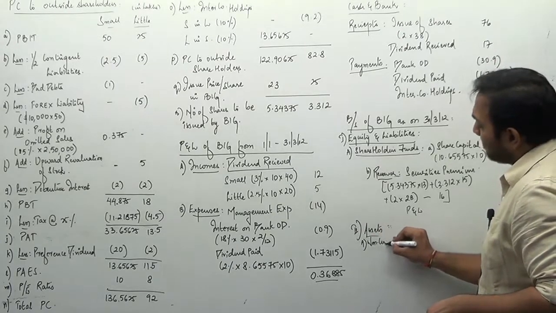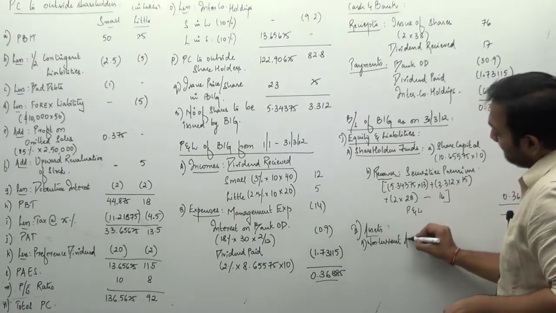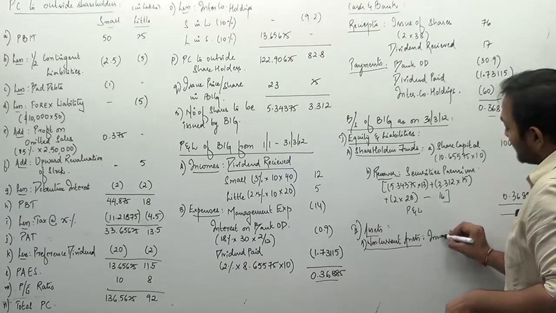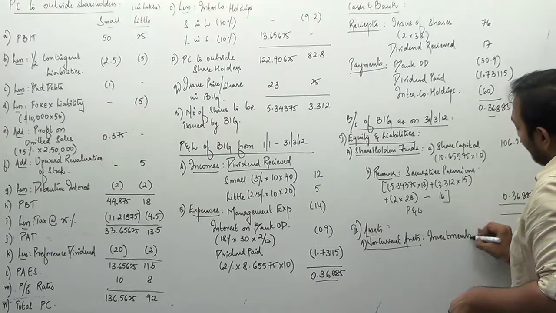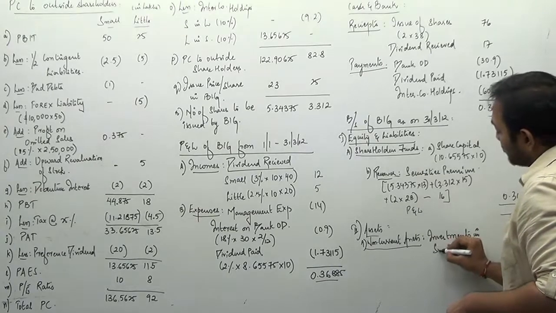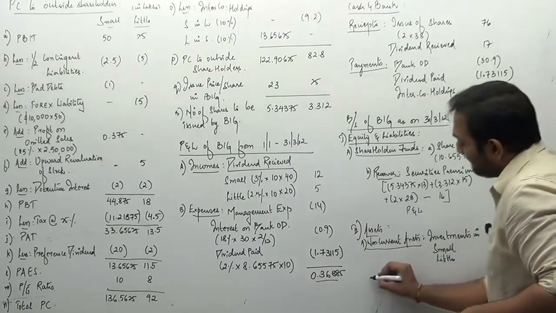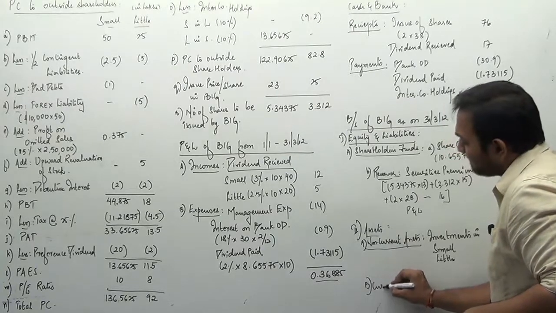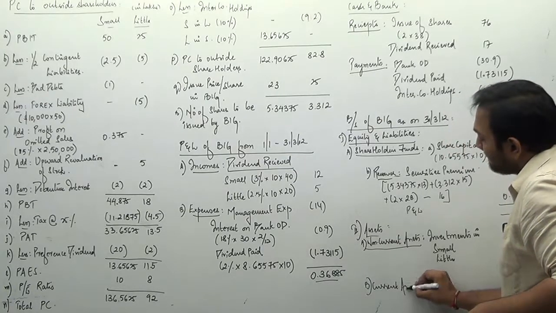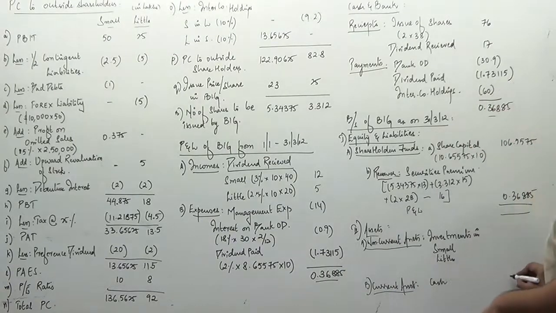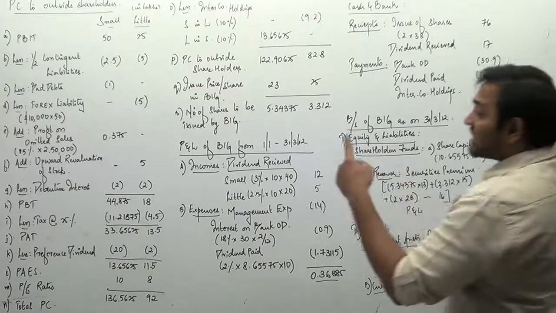Assets, non-current assets, you only have investments, that's it. Investments in Small and investment in Little. Other than that, current asset cash. Cash figure I know, we already calculated 0.36885. Investments in Small, outside shareholders got how much?